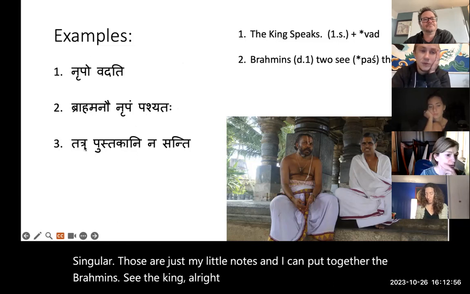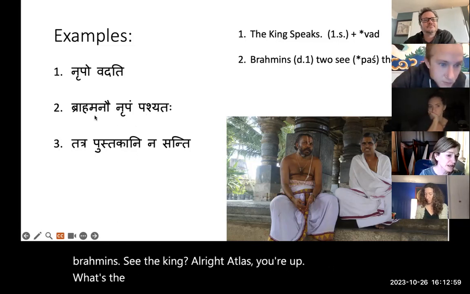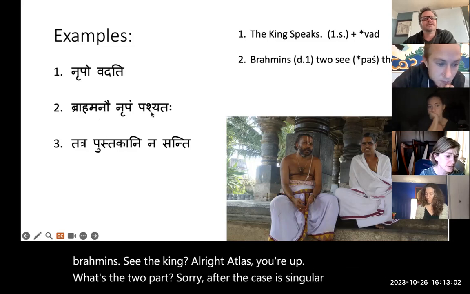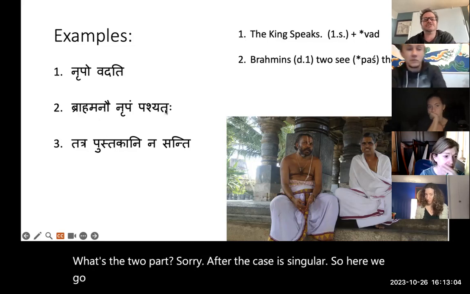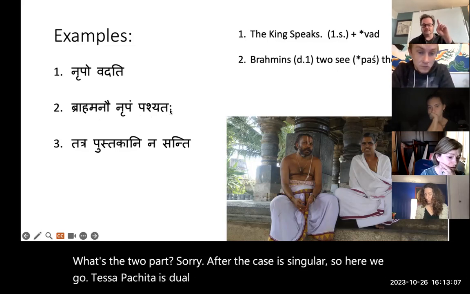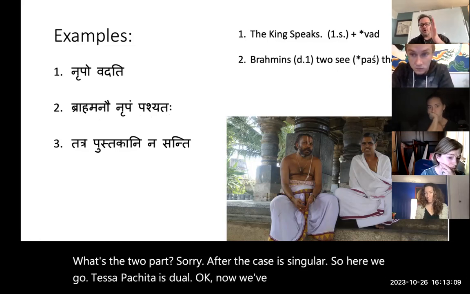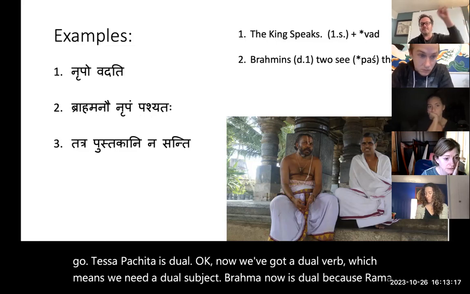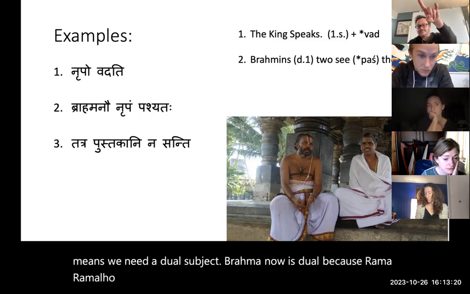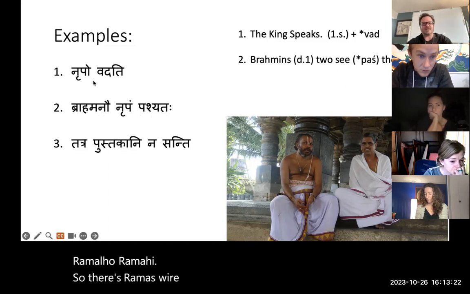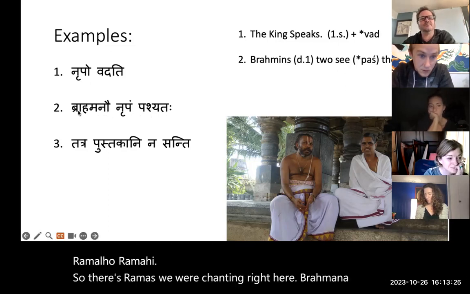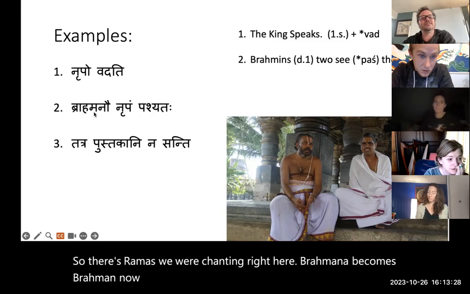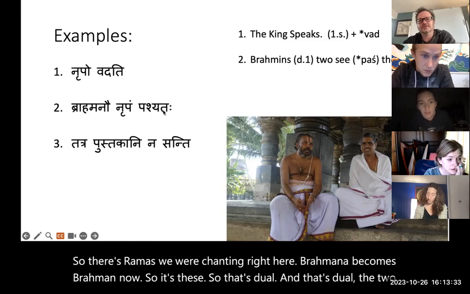All right, Atlas, you're up. What's the two part? Sorry, after the king is singular. Excellent. So, Pashyat. Here we go, Tessa. Pashyata is dual. Right. Now, we've got a dual verb, which means we need a dual subject. Brahmanao is dual because Rāma, Rāmao, Rāmaha. So those Ramas we were chanting right here, Brahmana becomes Brahmanao. So that's dual and that's dual. The two duals do the thing.